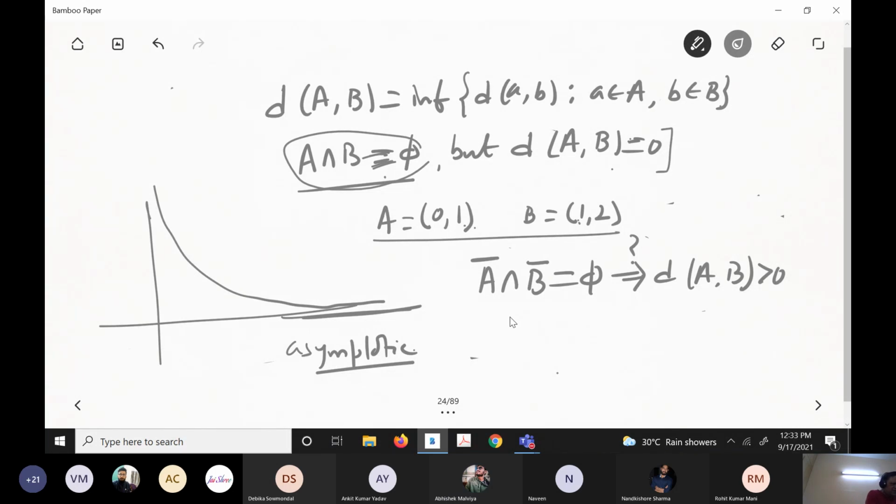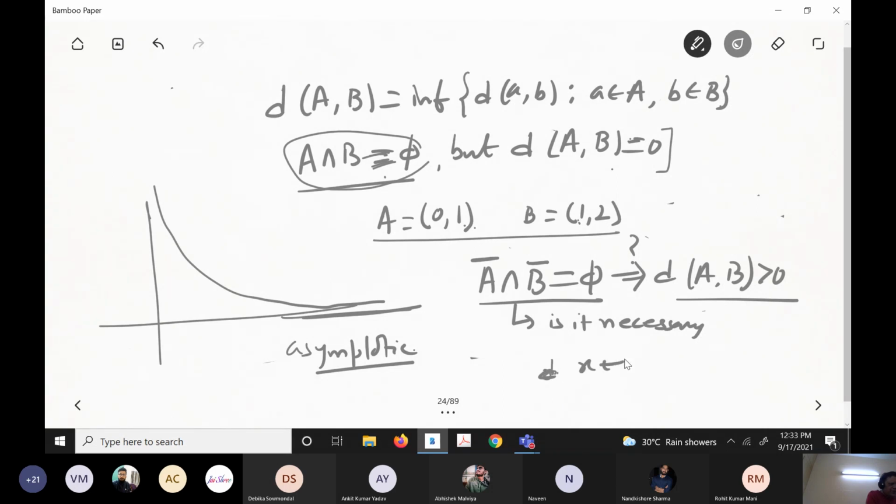But is it necessary? This is the sufficient condition. If you have this, दोनों का closure disjoint है, you must have it. Prove it. Okay. Got it. Actually, you can prove it. Basically you need this result.